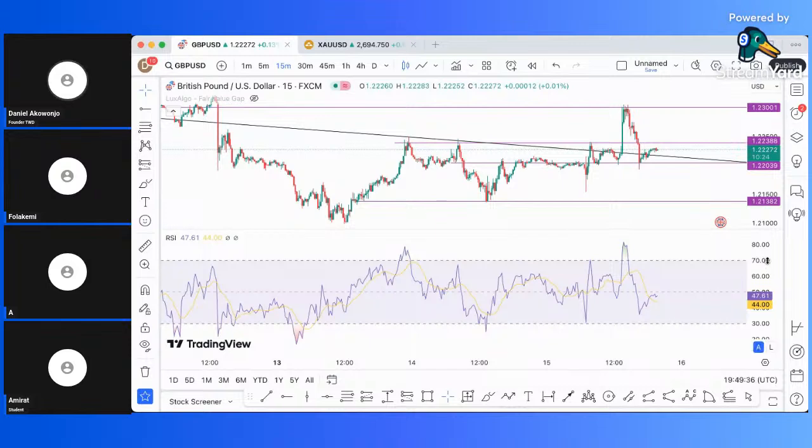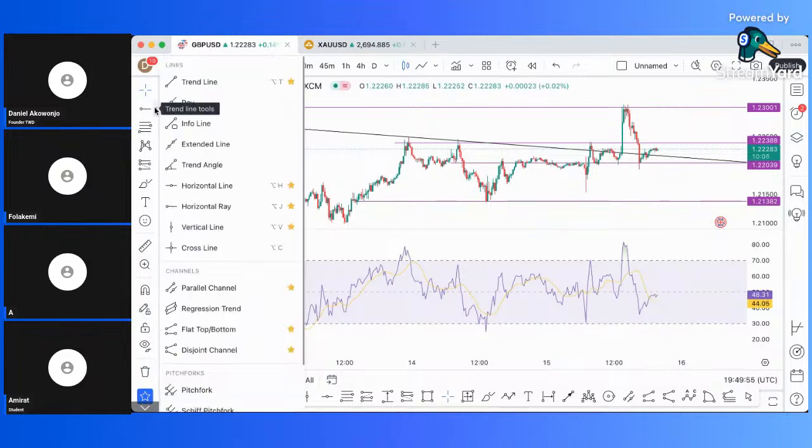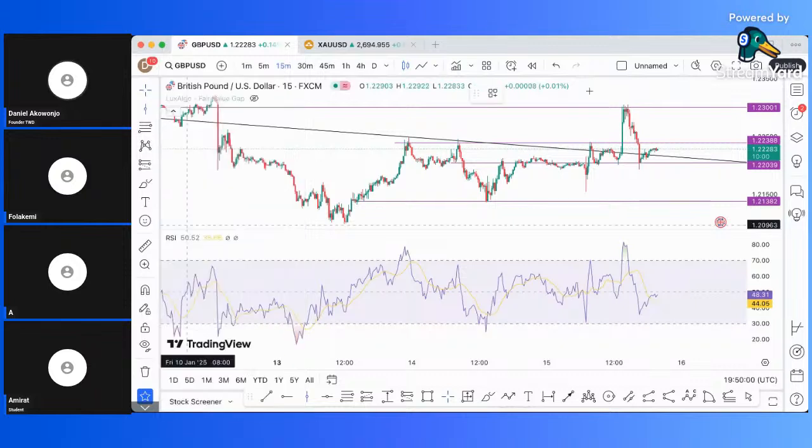So 70, very, very. Anything above that purple line, this purple box above it, is overbought. Anything below it is oversold. Okay? Can you hear me? Yes, I can hear you. Once it is oversold, I will buy, and once it is overbought, I will sell. Yes, so just look at it.